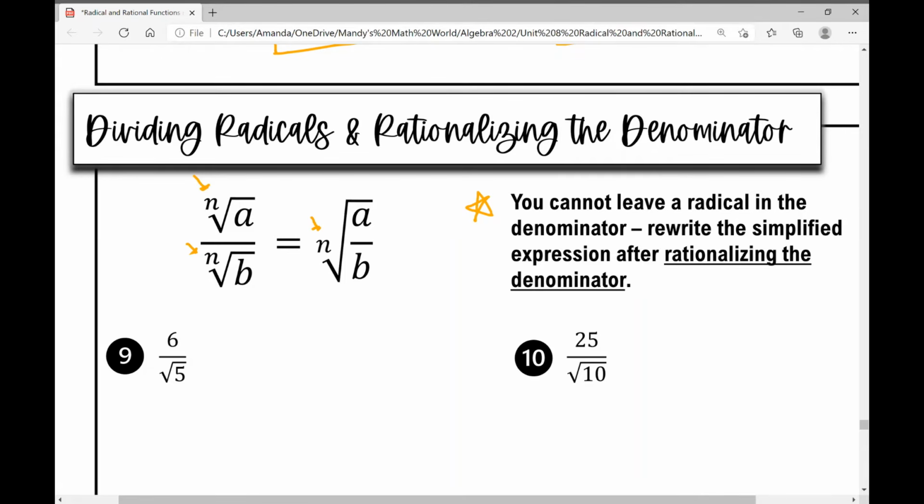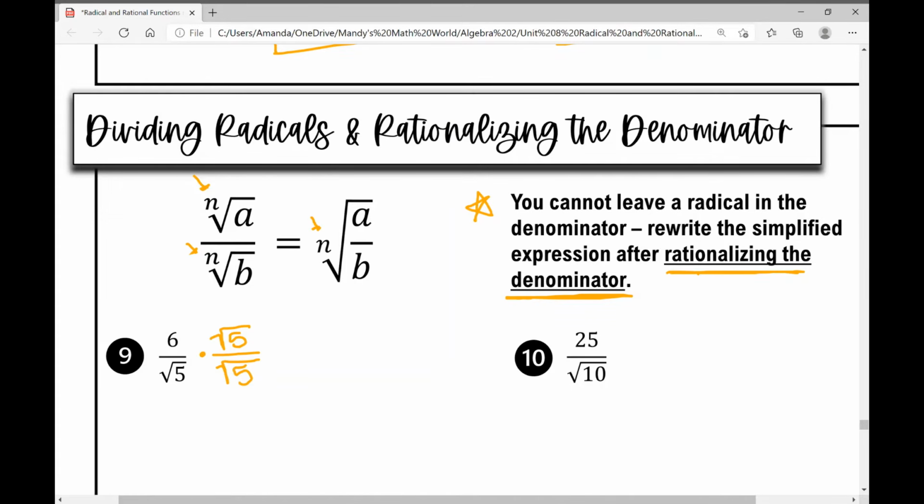So how do we get rid of it? How do we rewrite this expression so that we remove that radical from the denominator? We use a process called rationalizing the denominator. So here's what you do. In number 9, this is 6 divided by the square root of 5. What I'm going to do is multiply this fraction times the square root of 5 over the square root of 5. Now, why would I do that?